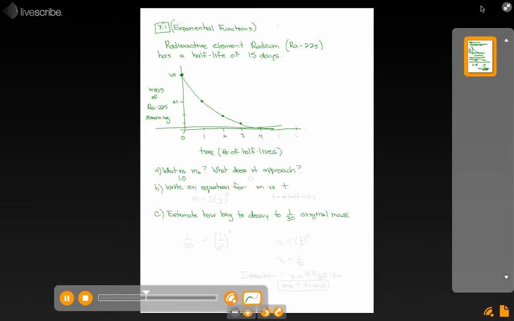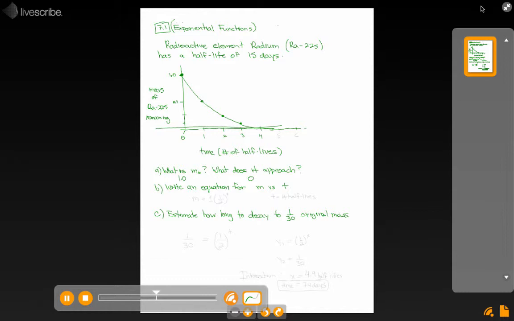So the question itself here has 3 parts to it. What is m naught, or m0, meaning just what's the mass at the beginning? In this case we're given 1.0, and again no units involved. You could think of that as 100%, or the beginning initial mass. What does it approach? It approaches 0. It never ever in theory touches 0, but it just keeps decaying half and half and half and half of what its previous mass was every 15 days.